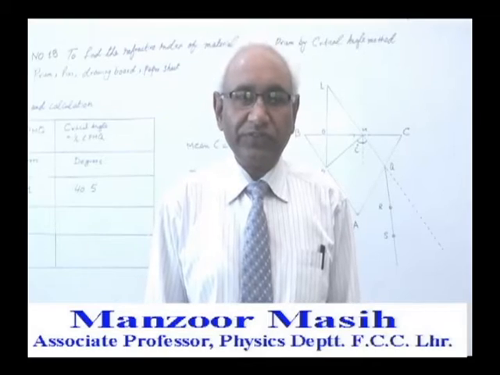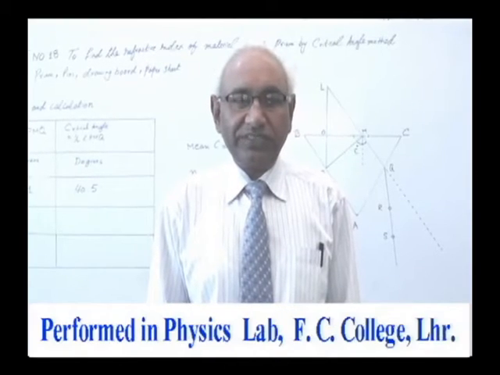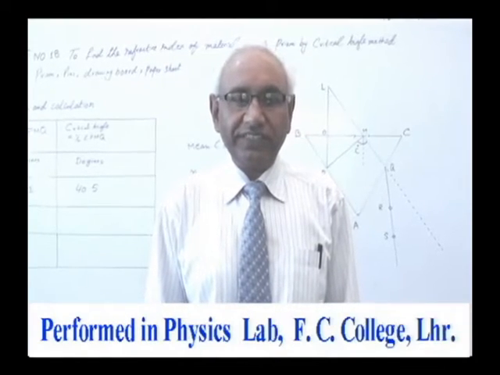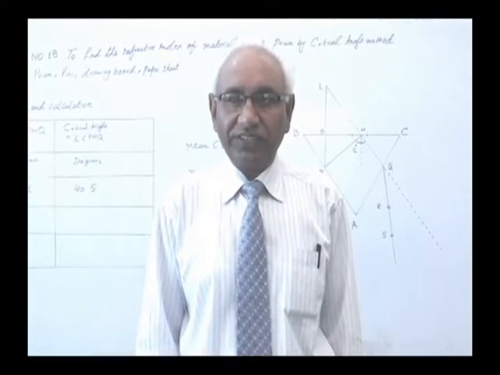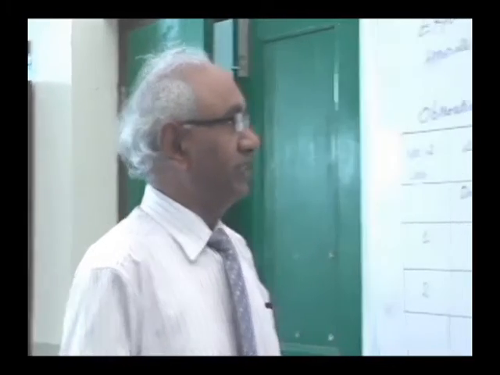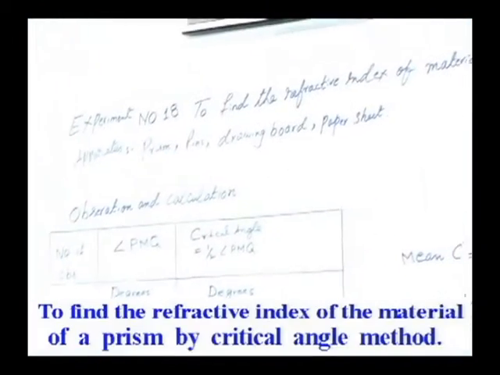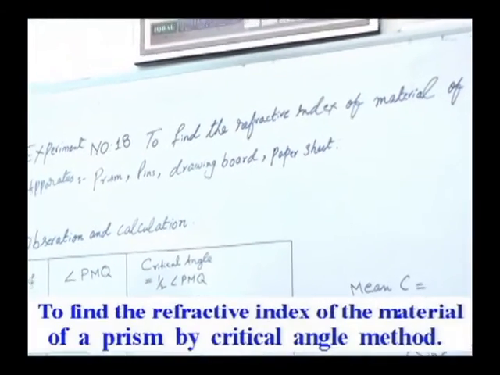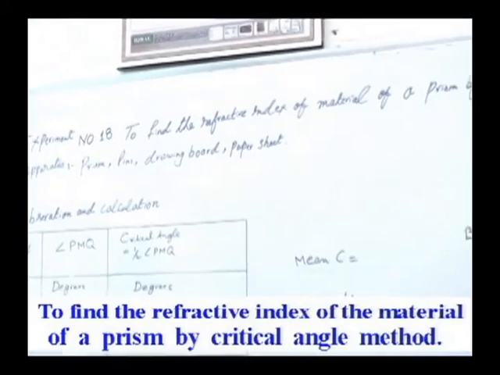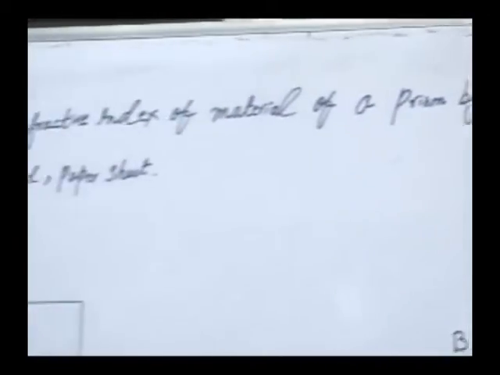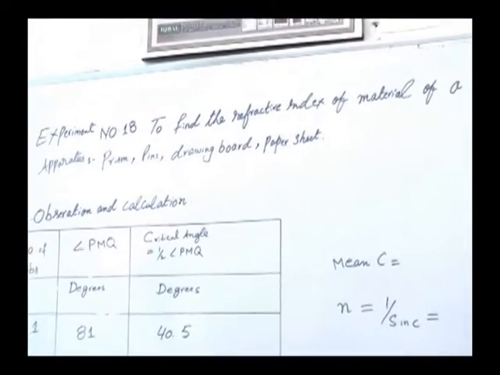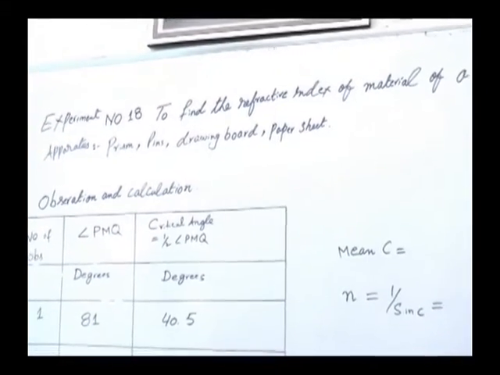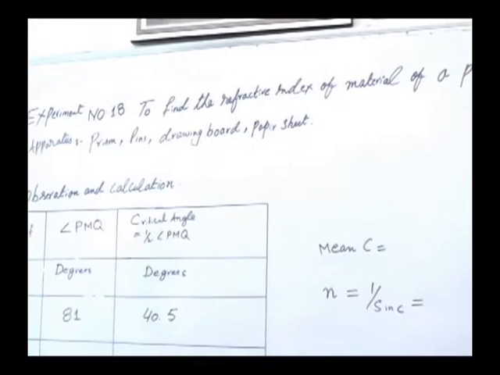I am going to perform an experiment for intermediate students about finding the refractive index of a material, and in this case we find the refractive index of glass. The experiment today is to find the refractive index of the material of a prism by the critical angle method. The apparatus included is a prism, pins, a drawing board and a sheet of paper.